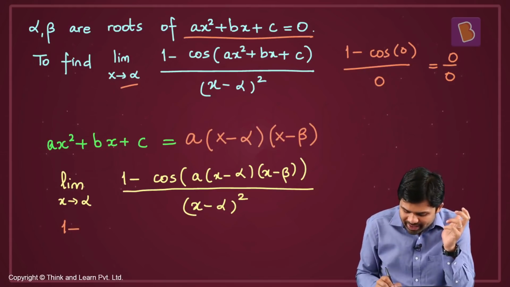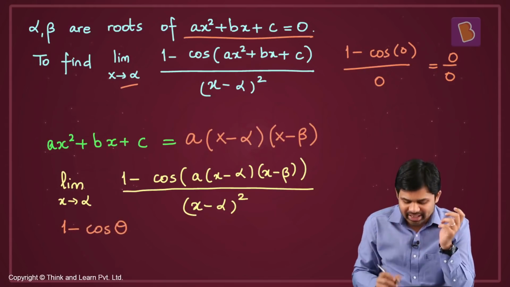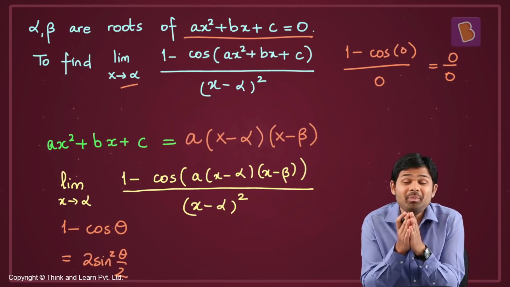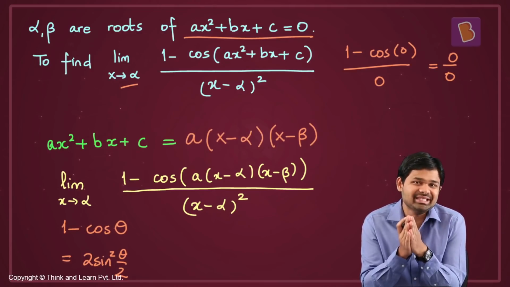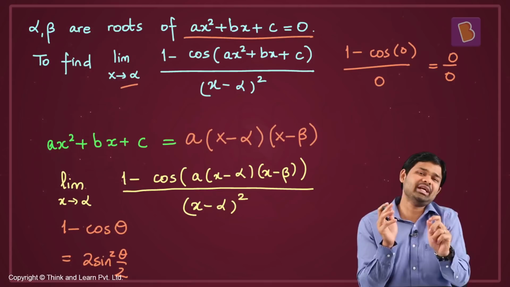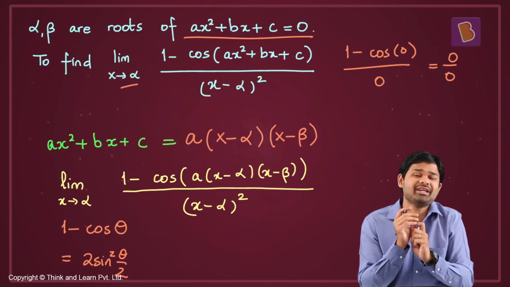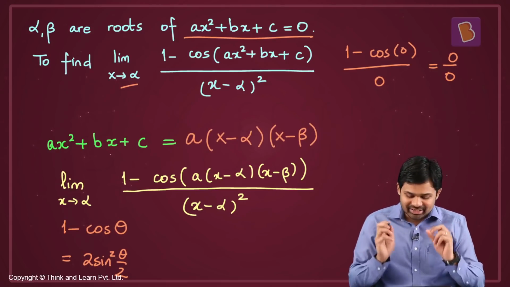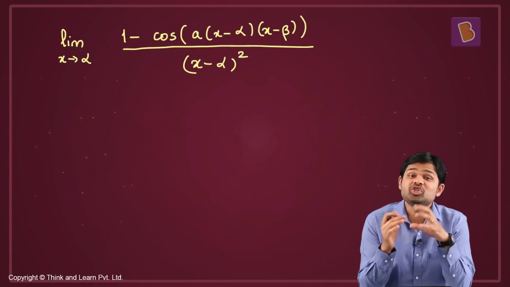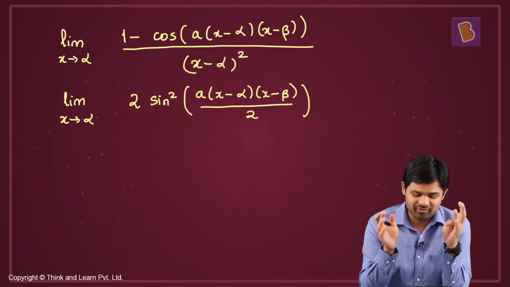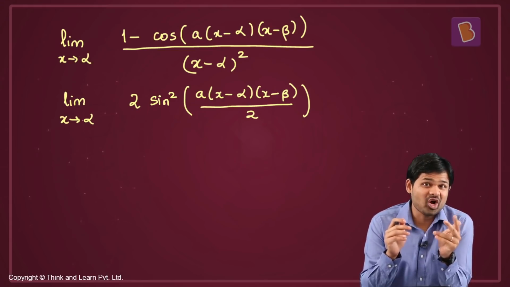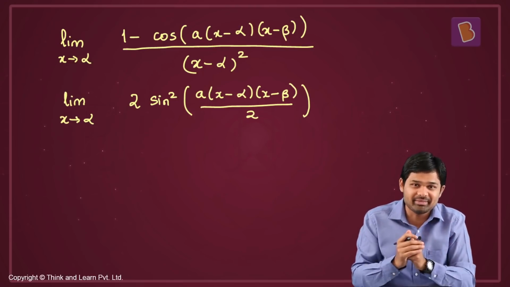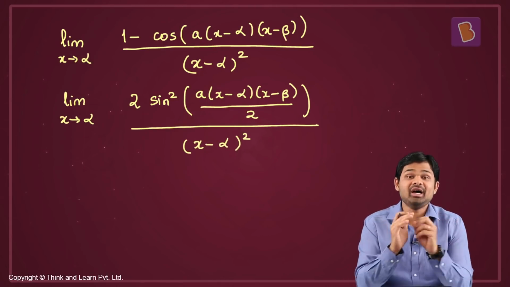Now, what is 1 minus cos theta? 1 minus cos theta is nothing but 2 sine square theta by 2. I'm going to use this form because I like limits with sine in them, because if sine is there in the limit, I know that limit as x tends to something, sine theta divided by theta goes to 1. So now I have limit as x tends to alpha of 2 sine square of the whole thing, a times x minus alpha into x minus beta divided by 2, the argument gets divided by 2, all divided by x minus alpha the whole square.